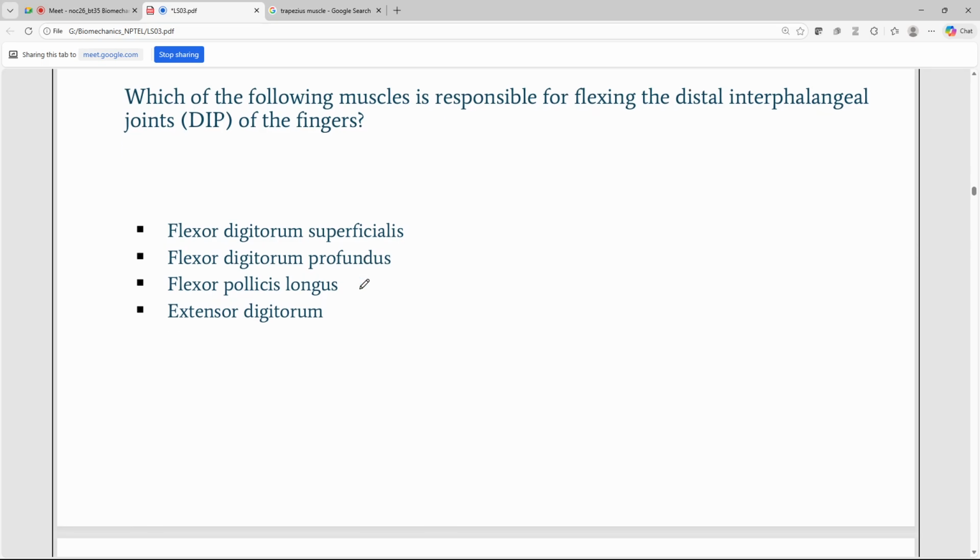Next question. Which of the following is responsible for flexing the distal interphalangeal joints, that is the DIP joints of the fingers? Options are flexor digitorum superficialis, flexor digitorum profundus, flexor pollicis longus, extensor digitorum.